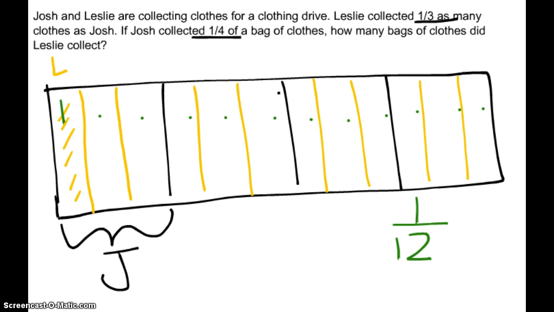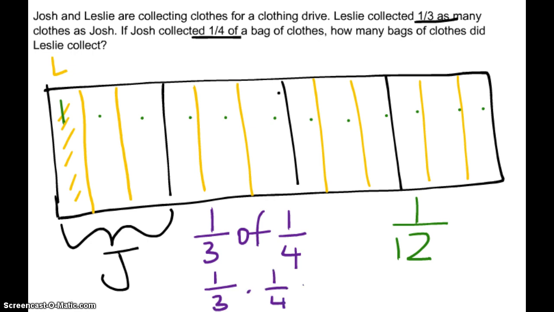So now let's look at this as an of statement, and let's look at it as multiplication. Leslie collected 1/3 of 1/4. So we know that that means 1/3 times 1/4, and if we multiply numerator by numerator and then denominator by denominator, we get the same thing.